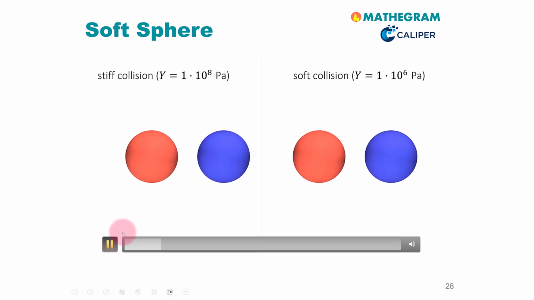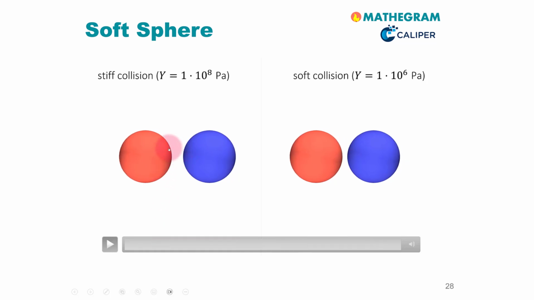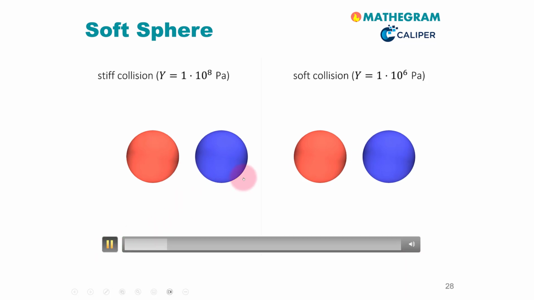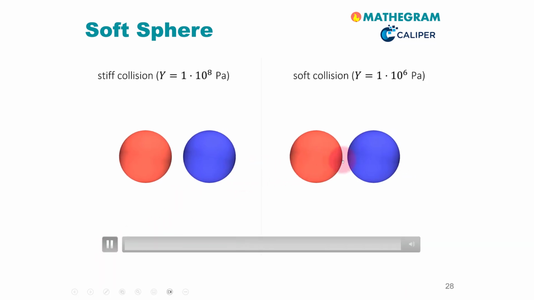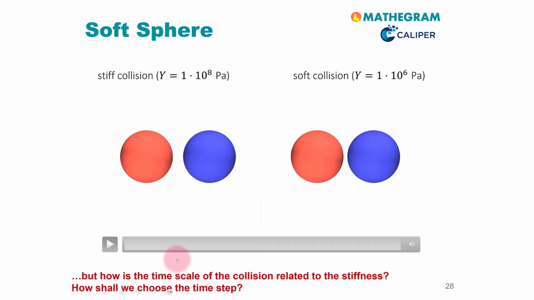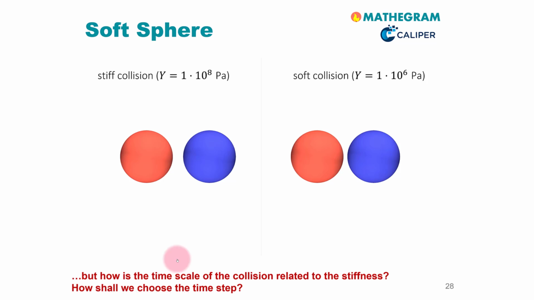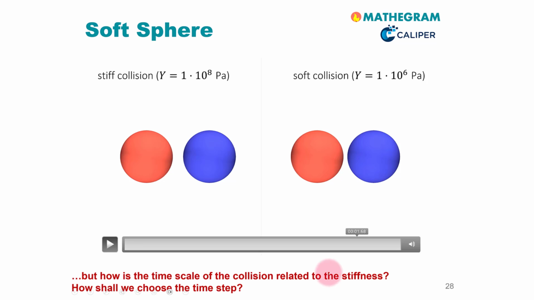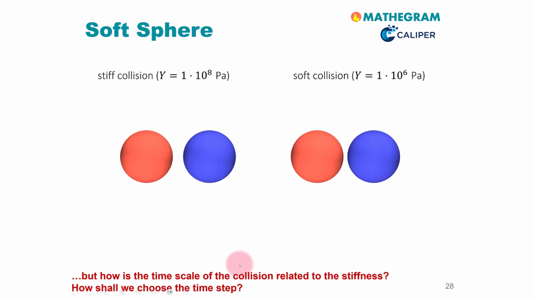So if you have hard or relatively hard particles, very high stiffness, the collision duration is very short, and on the right hand side you see a relatively soft collision where you have huge overlaps. The question is, how does this time scale of the collision scale with the stiffnesses, and how shall we choose the time step in the soft sphere method?